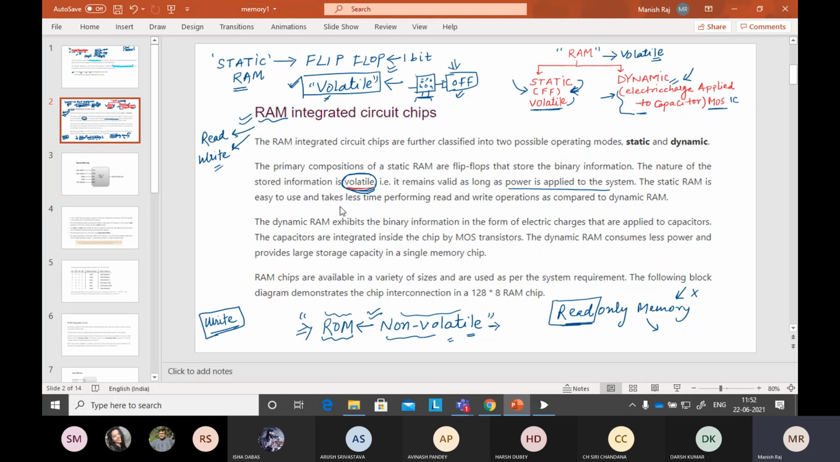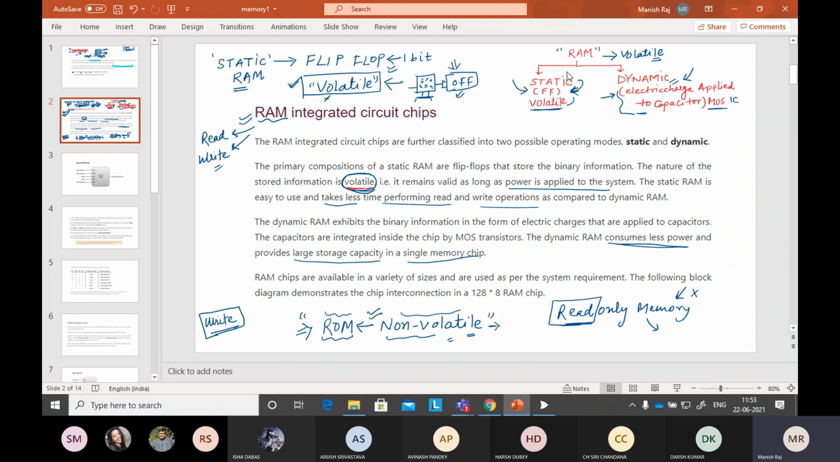So this is the story of the dynamic, and some advantages belong to the dynamic memory and some advantages belong to the static memory. Static RAM is easy to use and takes less time performing read and write operations compared to the dynamic memory. But the dynamic memory consumes less power, and it provides large storage capacity in a single memory chip. So that is the advantage.